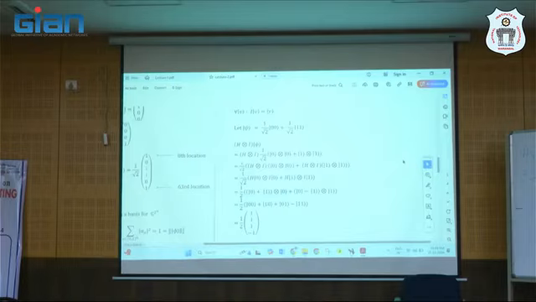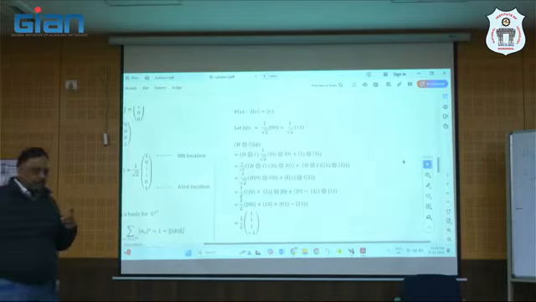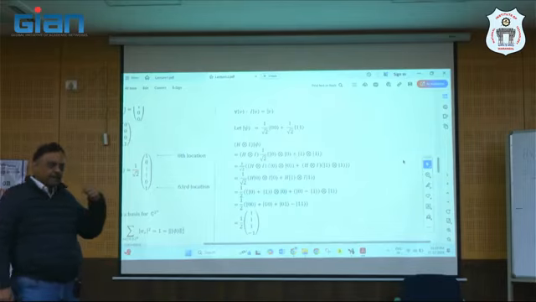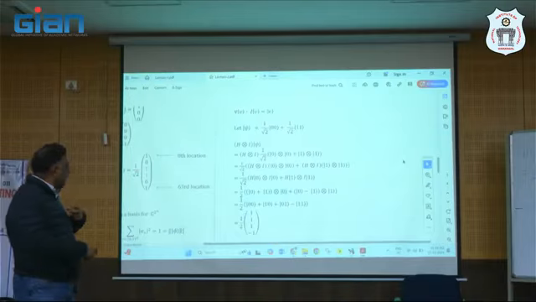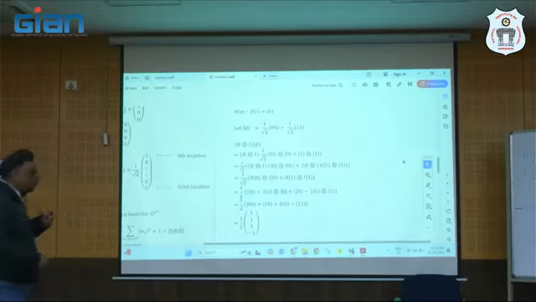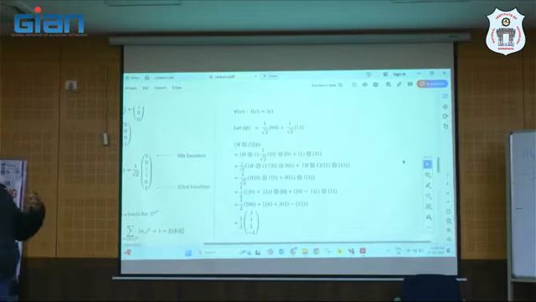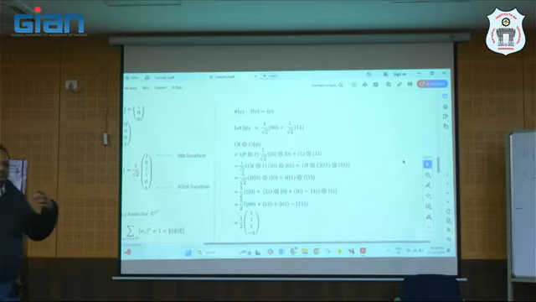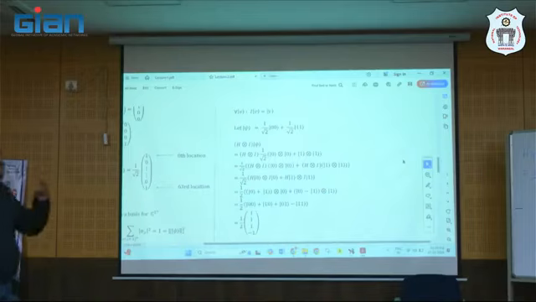H tensor product I is a 4 by 4 matrix, you agree? It means what I am doing, remember, this is a 2 qubit system, psi. This means I am doing Hadamard operation on the first qubit and identity on the second qubit. Hadamard on the first qubit, identity on the second qubit.